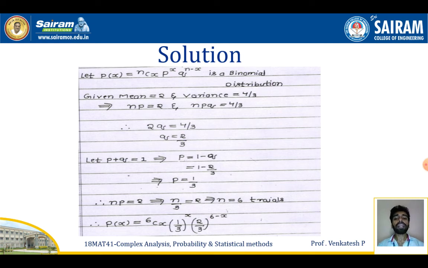So after finding p and q, we can easily estimate the value of n also. Since we have np is equal to 2, if I replace p is equal to 1 by 3 in np is equal to 2, I will get n by 3 is equal to 2, n will be 6 trials. So finally, I am going to replace all these values n, p and q in the binomial distribution formula. My equation will be like P of x is equal to 6Cx (1 by 3) whole power x (2 by 3) whole power 6 minus x. This is the required solution for the binomial distribution.